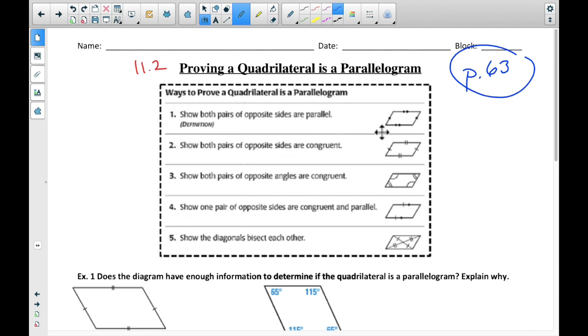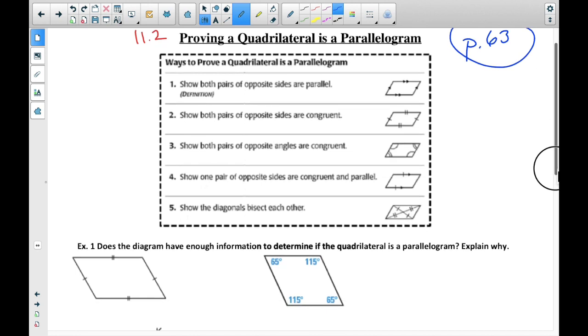Opposite sides are parallel. Notice those markings. Opposite sides are congruent. Opposite angles are congruent. One pair can be congruent and parallel. I don't think we talked about that the other day, but that's one that you can use also, but it has to be the same one with both of them on it. Or the diagonals bisect each other.